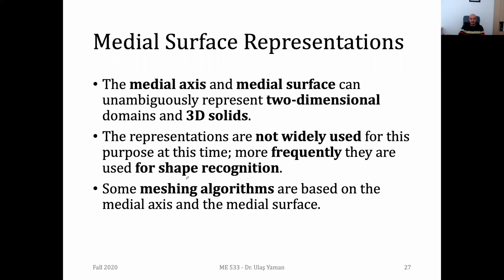And we also have some different types of meshing algorithms which depend on the medial axis. They start with the medial axis, or after their meshing, they obtain the medial axis. This is done in both ways. And we will see in Voronoi diagrams that we may make use of them to obtain the medial axis.